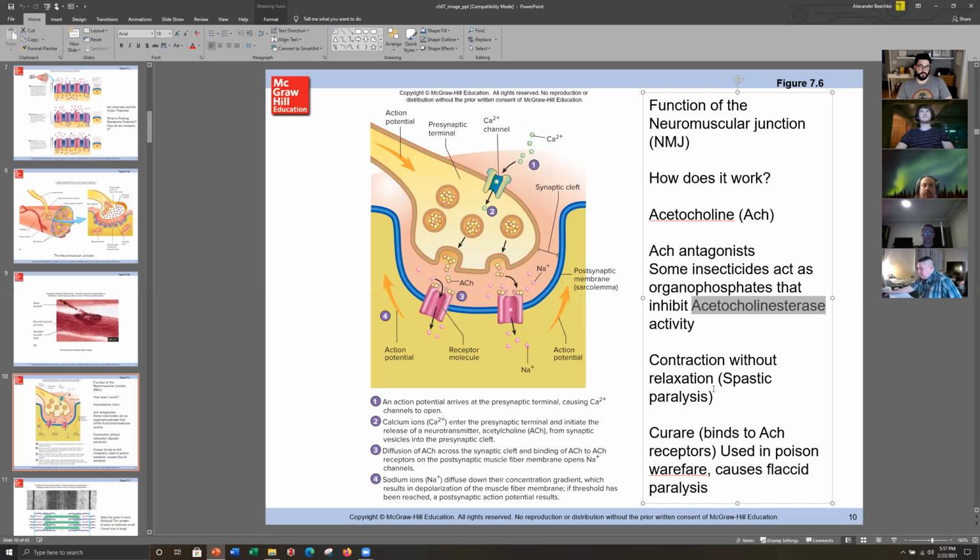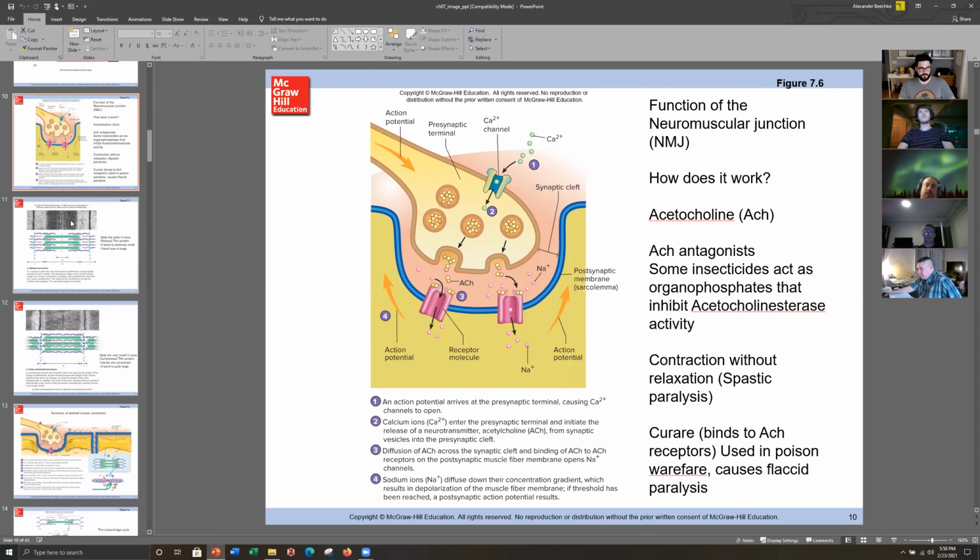Then we can have other kinds of nasty poisons that will bind to acetylcholine receptors and outcompete them and cause something called flaccid paralysis. Instead of causing an excitatory response in the muscle, we inhibit it and we decrease the activity of the particular structure. That would be an example of what we call an inhibitory postsynaptic potential, or the IPSP. So those are the differences between different kinds of paralysis: flaccid paralysis versus spastic paralysis.